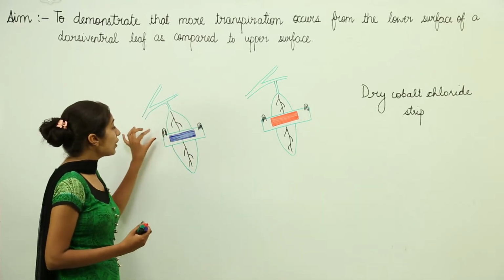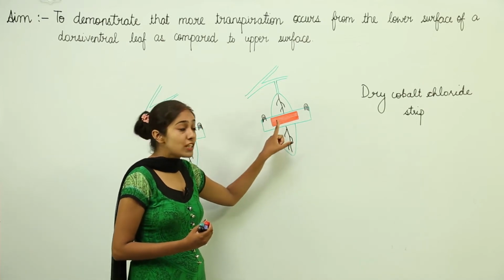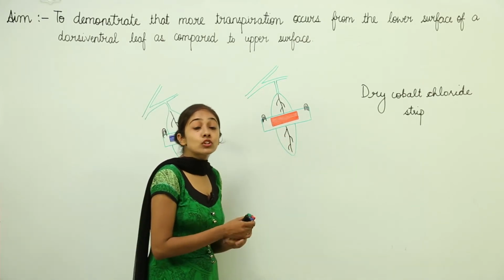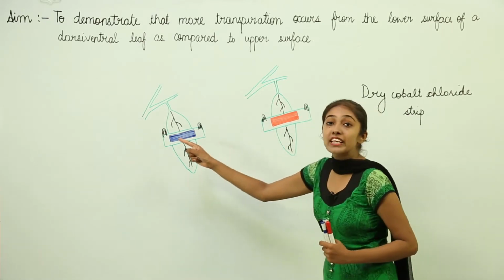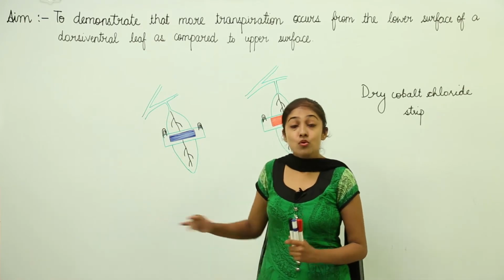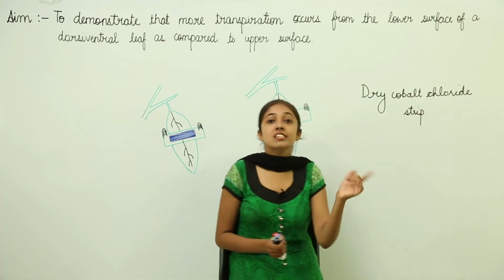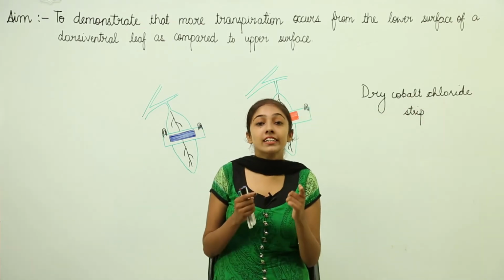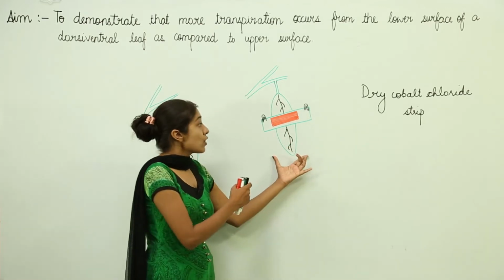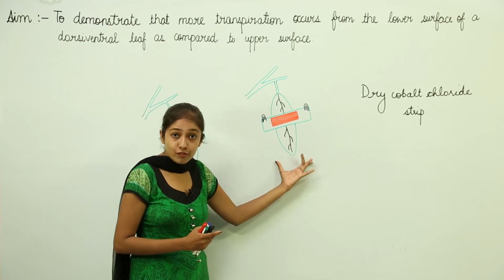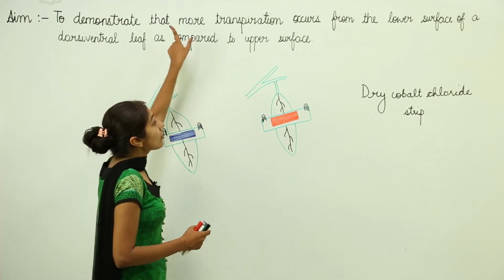So, as you will see, when we place the strips, the strip that is placed on the lower surface of the leaf is going to turn pink in a much lesser time as compared to the strip that was placed on the upper surface of the leaf, right. So, why does this happen? As I told you, this dry cobalt chloride strip turns pink when it comes in contact with water. So, it turned pink in the case when we placed that strip on the lower surface of the leaf. It means on the lower surface of the leaf, there was more transpiration.